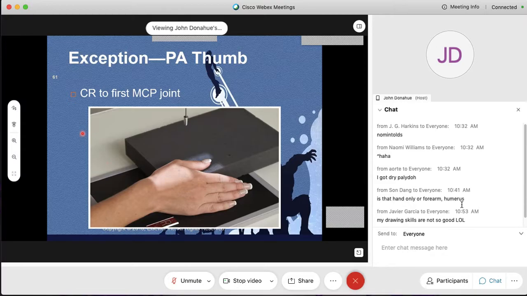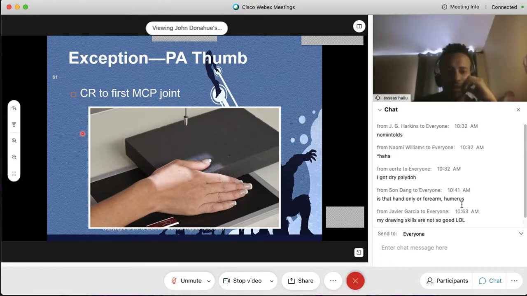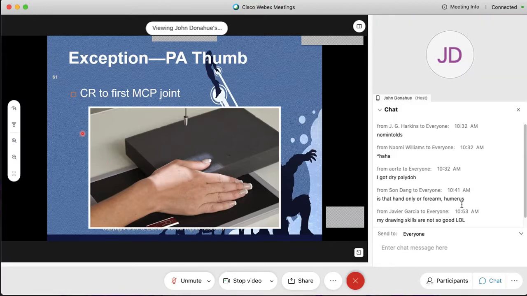If you do a PA thumb, the CR is still to that first MCP joint, right on the knuckle of that thumb. The SID is going to be the same, or? The SID will be the same. Still 40 inches. Everything we're doing this whole semester of science will be 40 inches, no matter what.